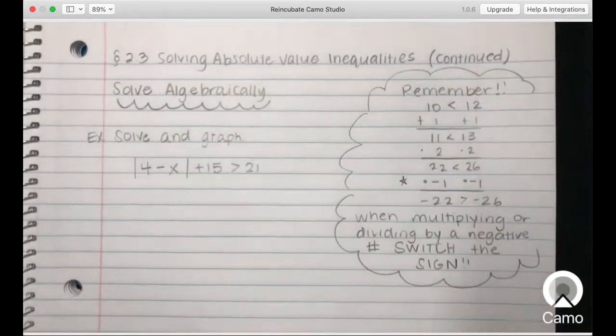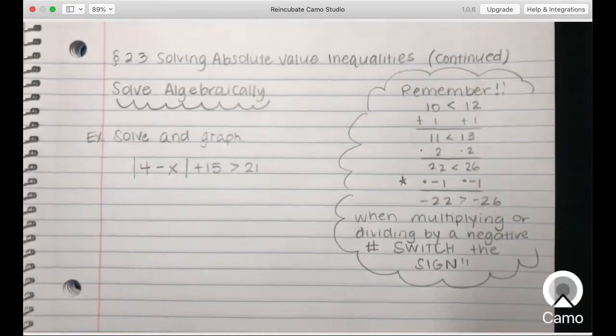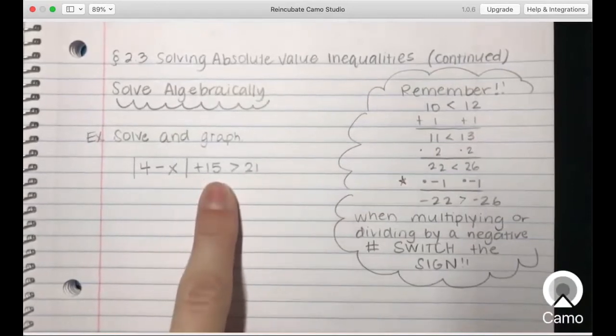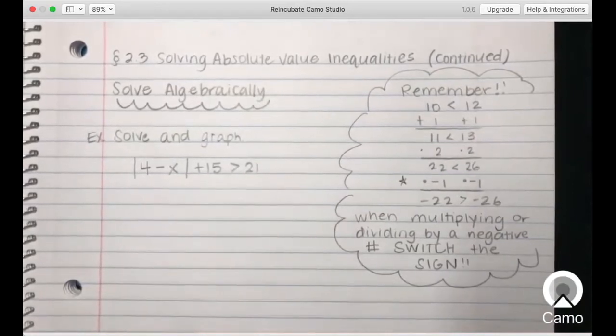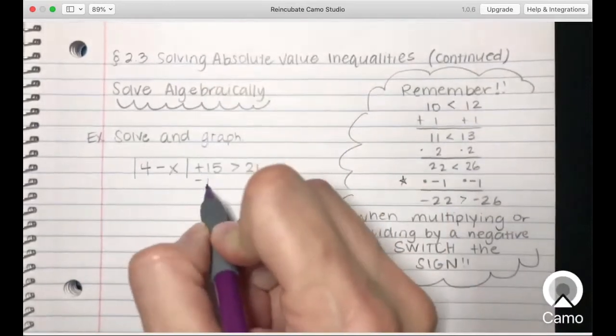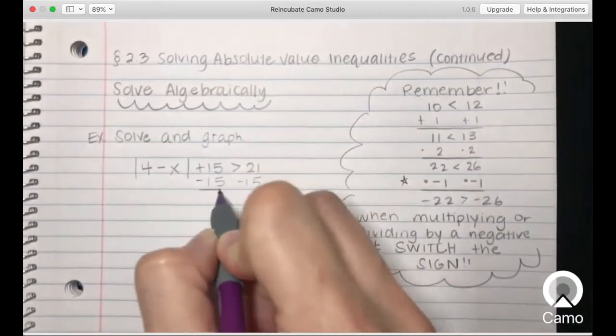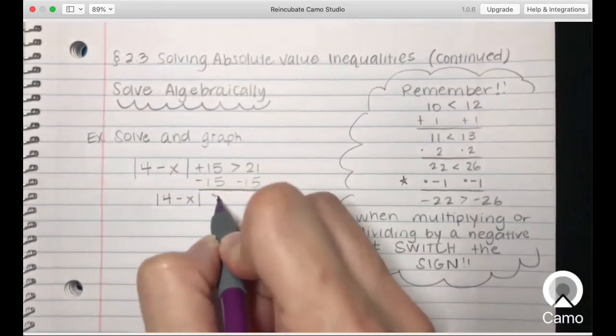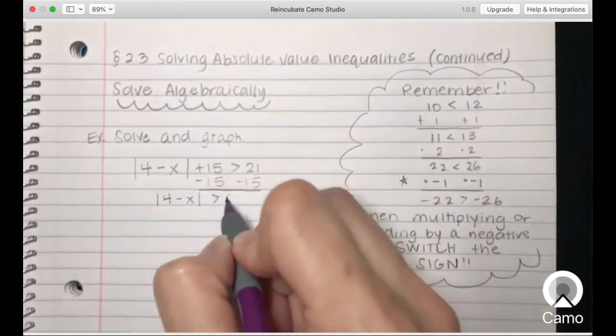So we're going to treat this the same way we did solving regular inequalities. We're still going to isolate our absolute value. So we'll subtract 15 from both sides. And we get the absolute value of 4 minus x will be greater than 6.